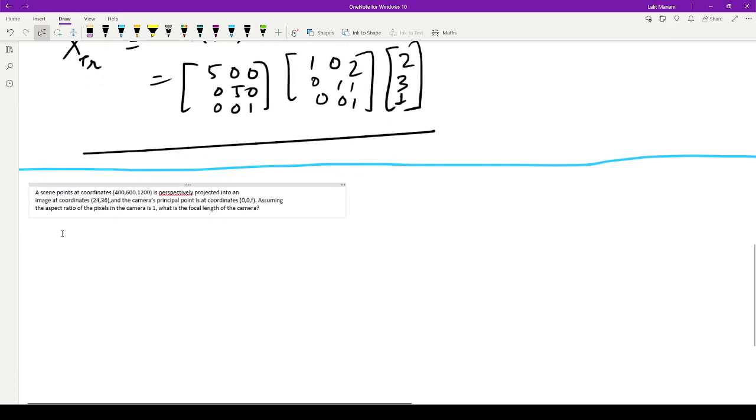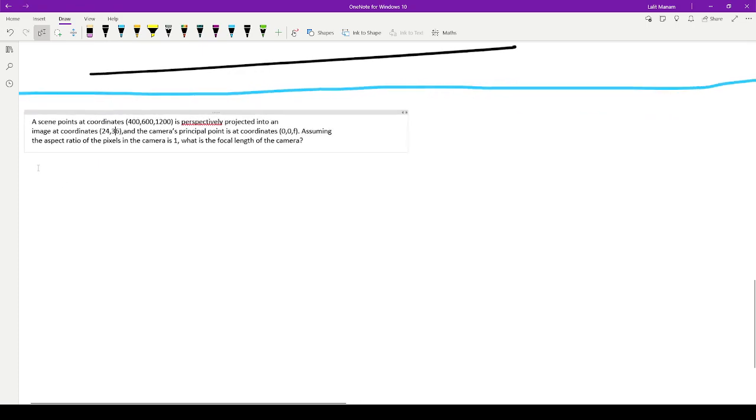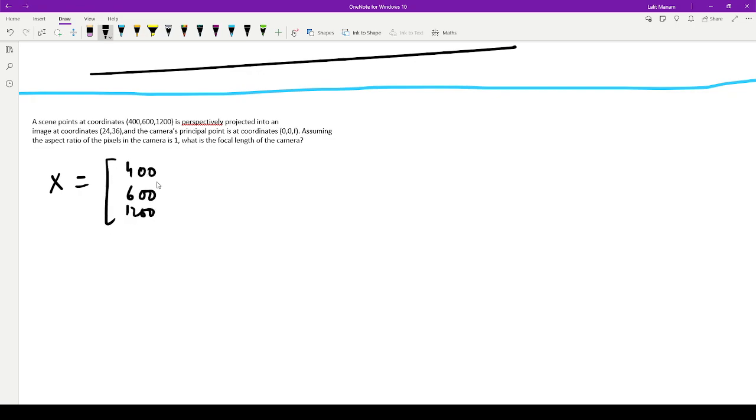Okay, is this visible? Okay, scene point coordinate, what do you mean by scene point coordinate? It's the 3D point given to us. So a scene point coordinate x is given as 400, 600, 1200. Okay, is perspectively projected. We'll understand what perspective projection means into the image coordinates.